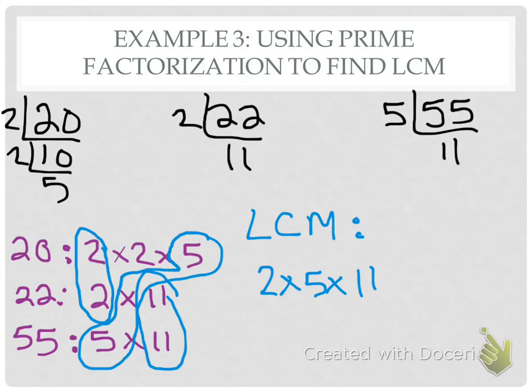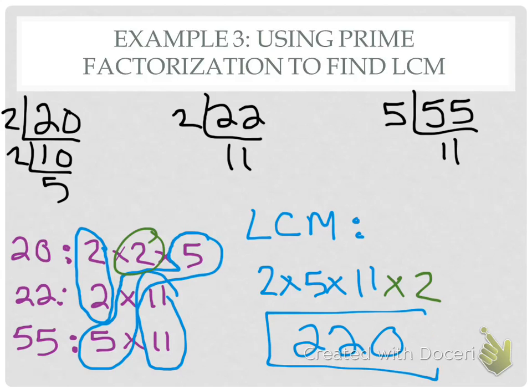No. What am I forgetting? Times 2. Bring in my leftover number, times 2. And what's my LCM? 220. My LCM is 220. Okay? If you understand that, that's everything you need to know for 4.4.